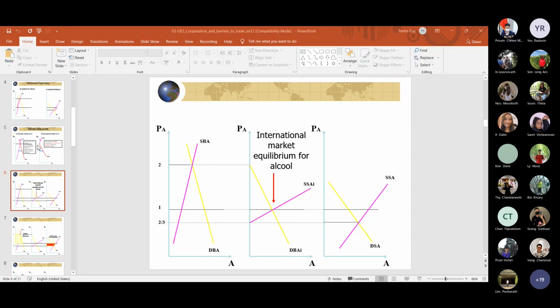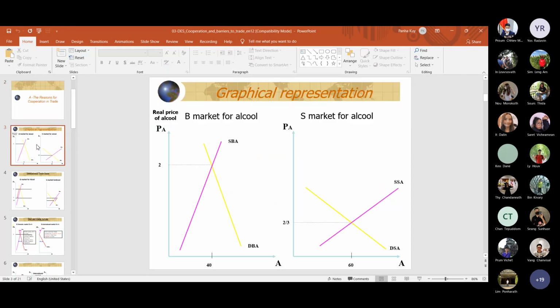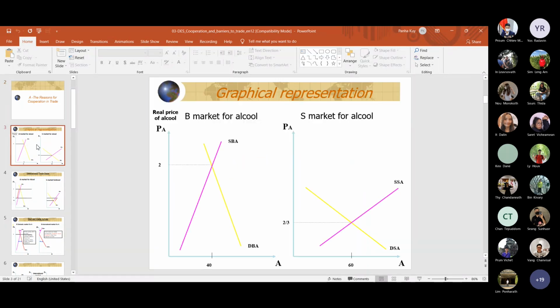Here we go. It starts from this one. That is the concept of the reason why we need cooperation in trade. Suppose that we have the geographical representation here, and then we have the alcohol market, and we have two markets here: market B and market S. This is the price of alcohol, and this is the quantity that people consume, the quantity of alcohol.